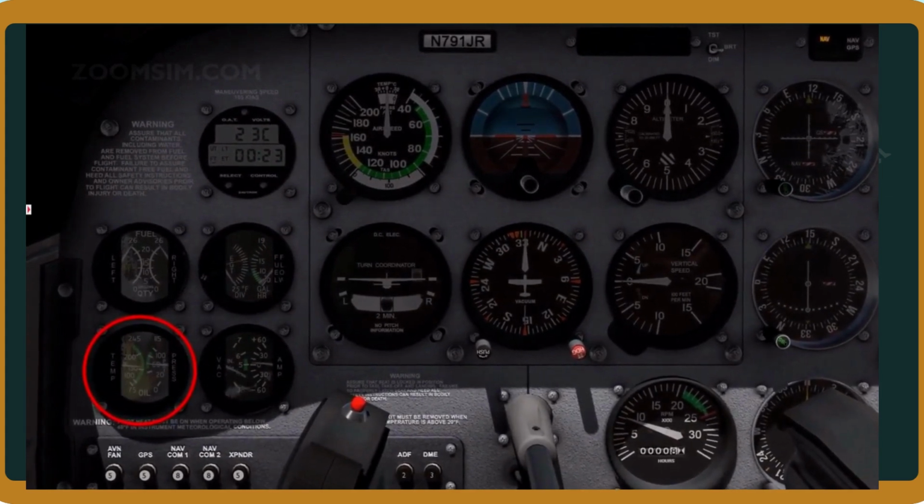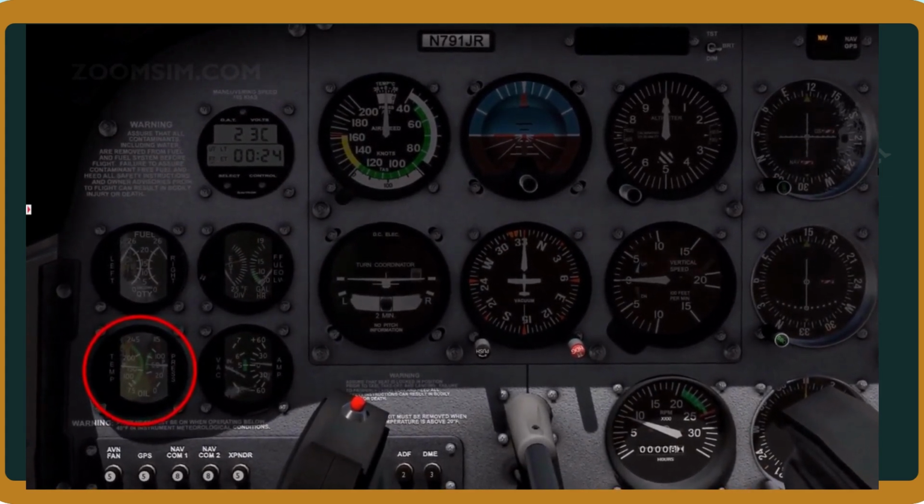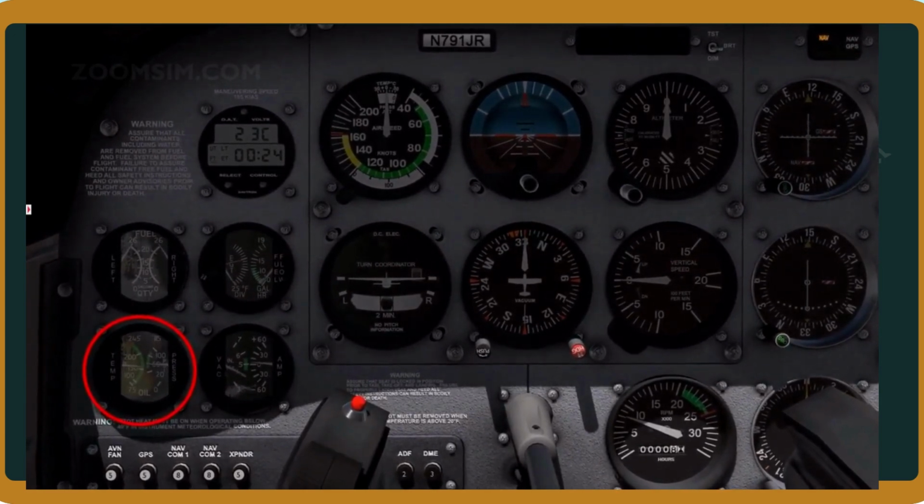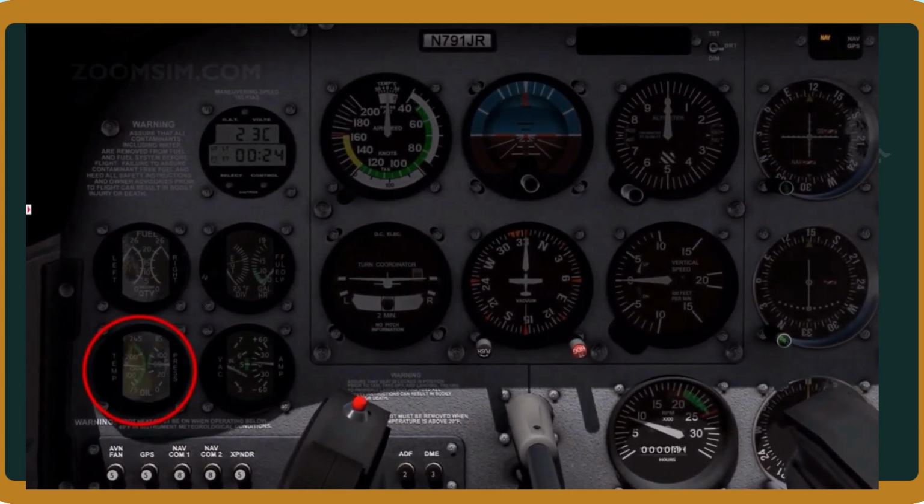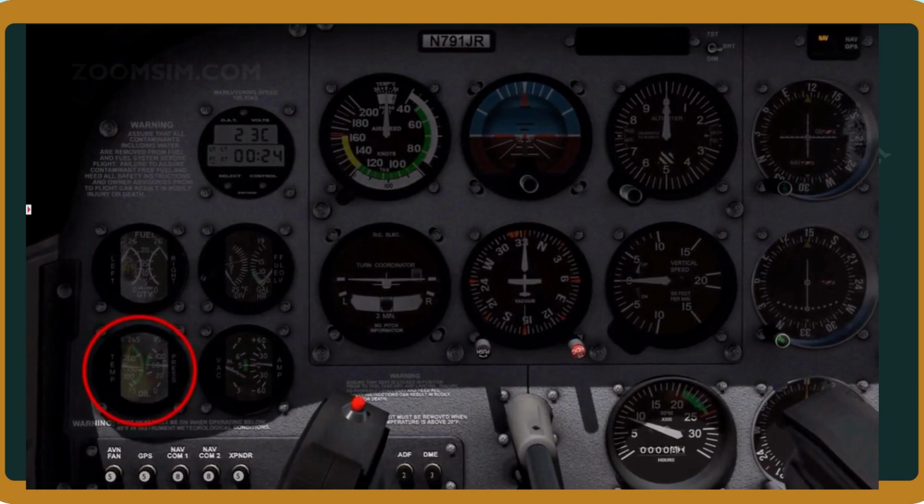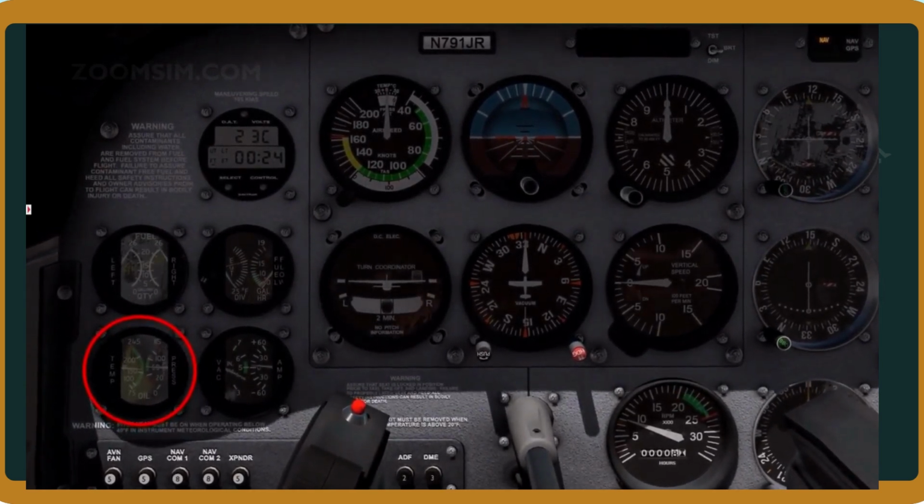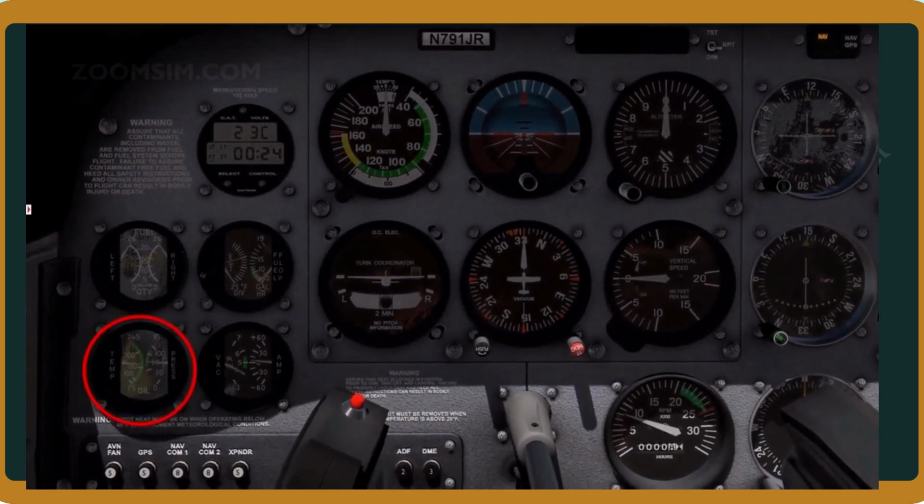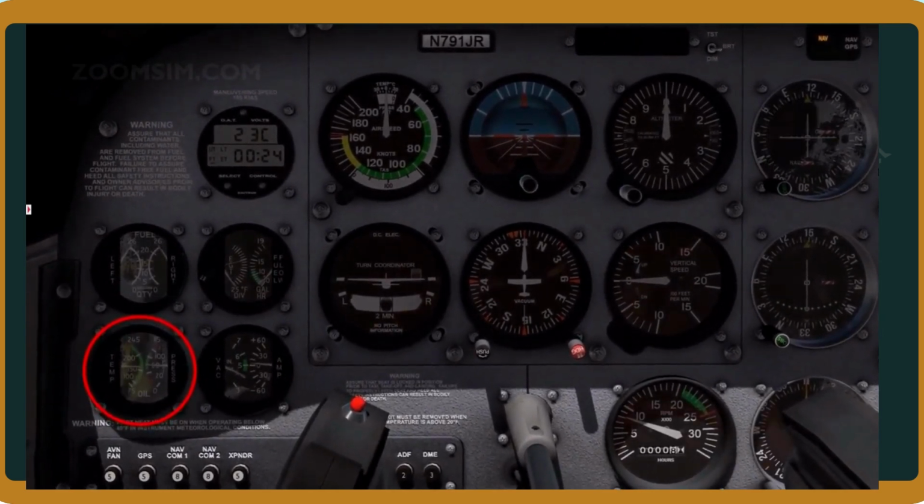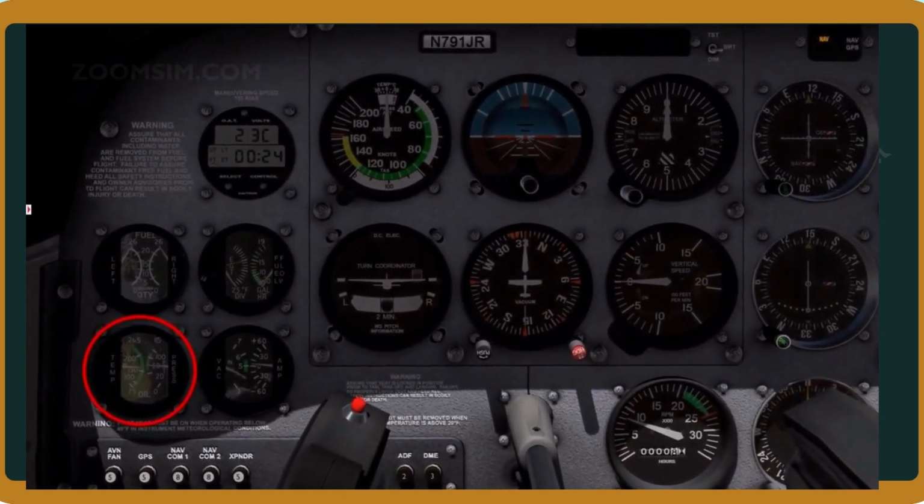A resistance type probe is located in the engine accessory case. Probe resistance changes as oil temperature changes. Resistance is translated into oil temperature readings on the oil temperature indicator. Oil is drawn from the engine sump through an oil suction strainer screen.